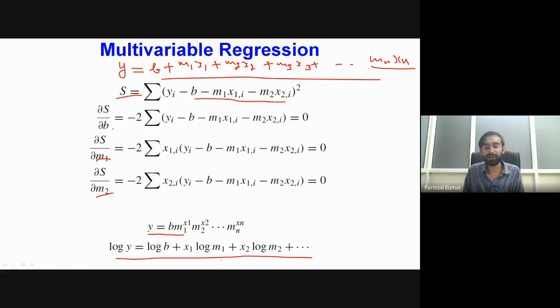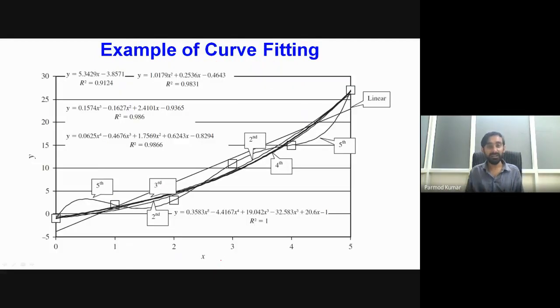In more detail, you can practice some of the problem statements given in your textbook, and try to apply this multivariable regression identical to the single variable regression as I have shown in the previous slide. The general formulation is just given over here for your knowledge. Now, while we do the curve fitting, many times we have the tendency that if we consider a large number of data points, or in other words, if we take a higher order polynomial, we will have the best fit. But that is not always true.